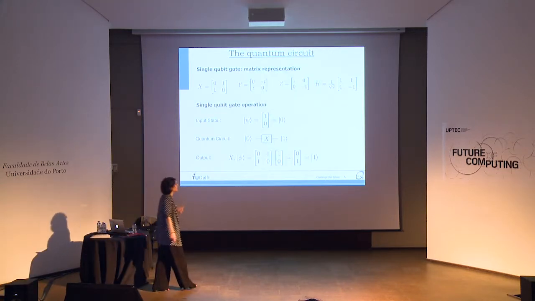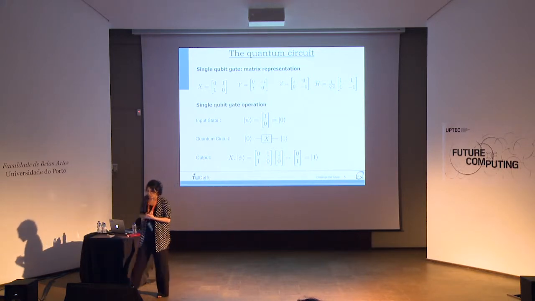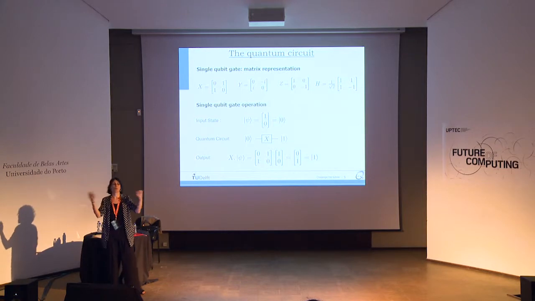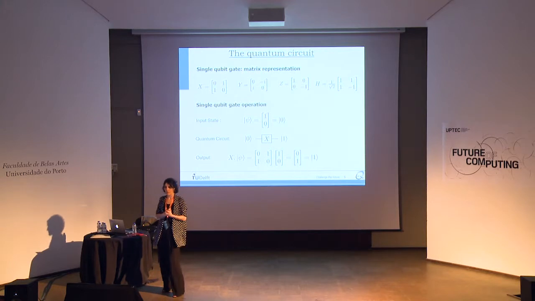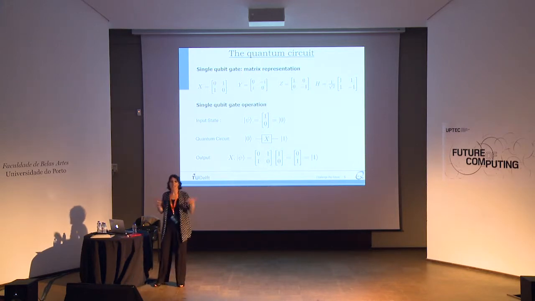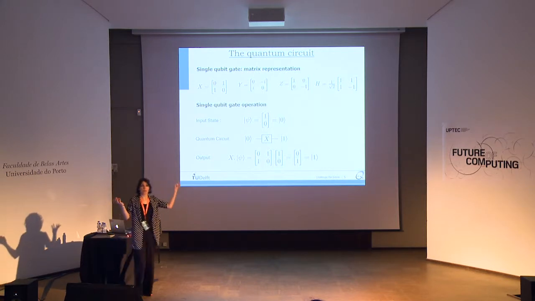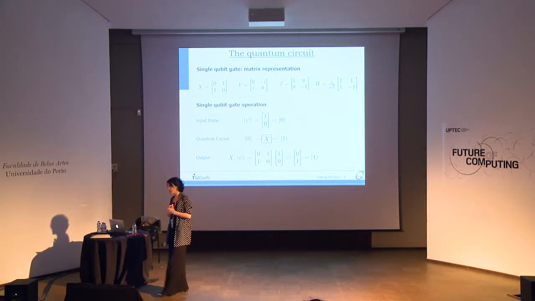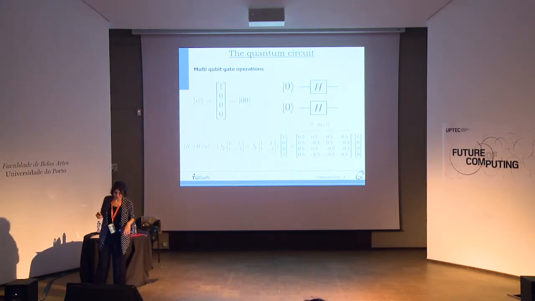Then we have also seen that gates are represented by matrices, and in order to calculate the output state, or what happens when you apply a gate to a qubit, you have to do this vector matrix multiplication. So this is exactly what the simulator does. The simulator represents the quantum state using vectors, and the gates with matrices.